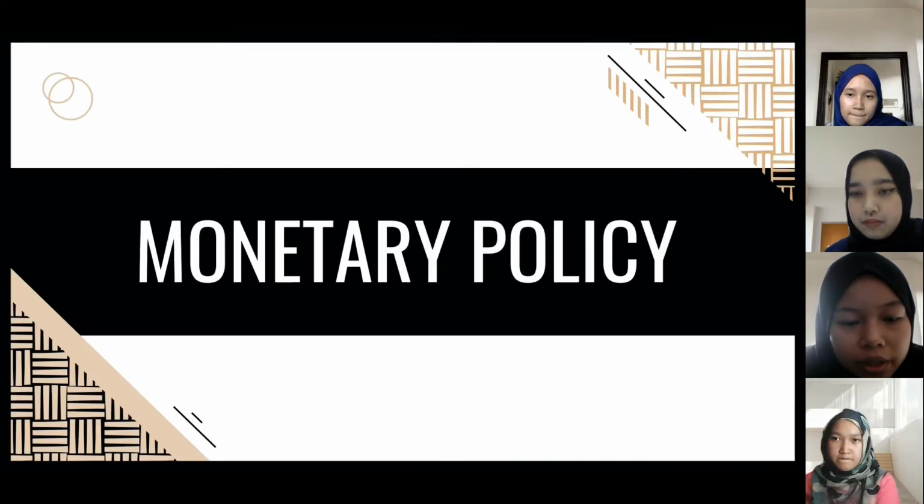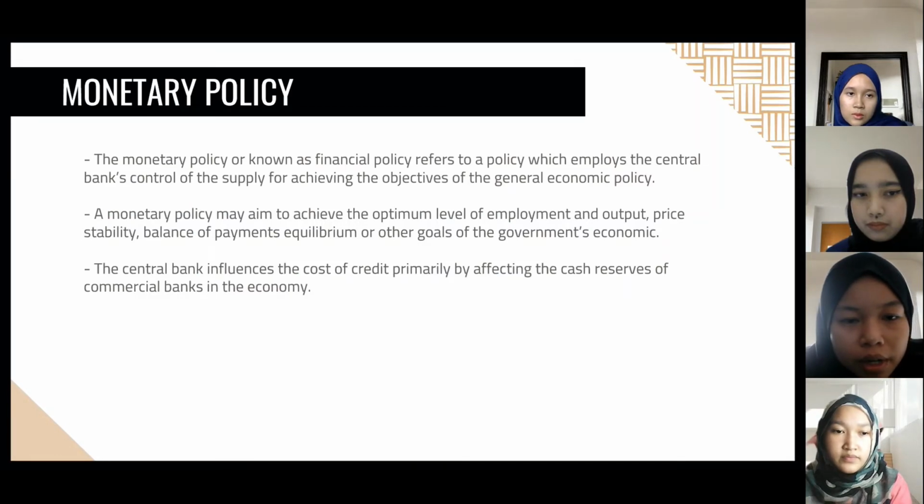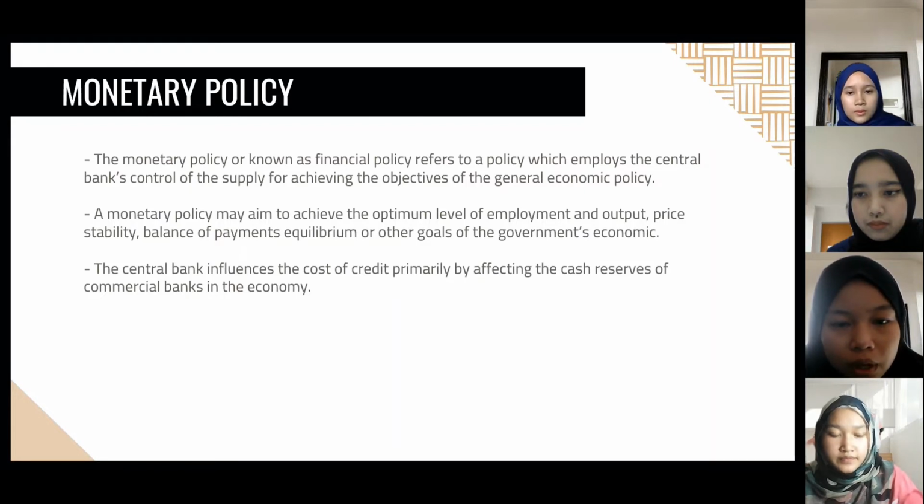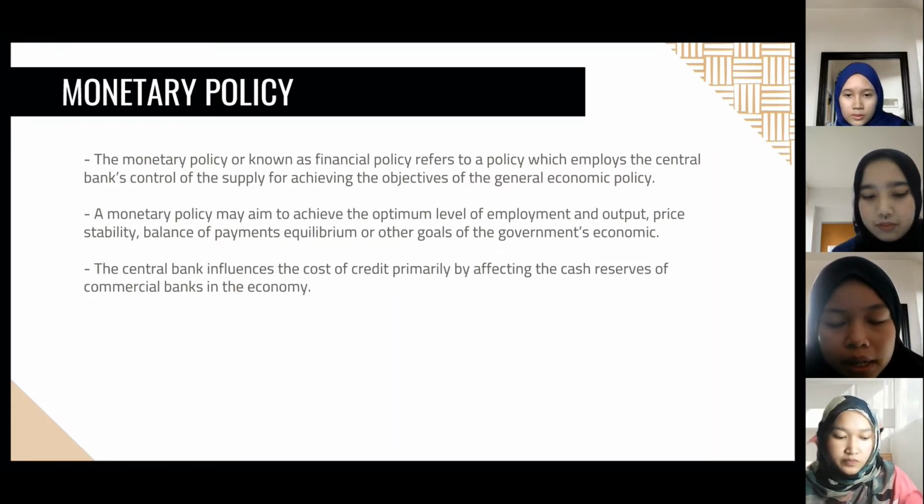The second is monetary policy. Monetary policy, also known as financial policy, refers to a policy which employs the central bank's control of the money supply for achieving the objectives of general economic policy. A monetary policy may aim to achieve the optimum level of employment and output, price stability, balance of payments equilibrium, or other goals of the government's economy.